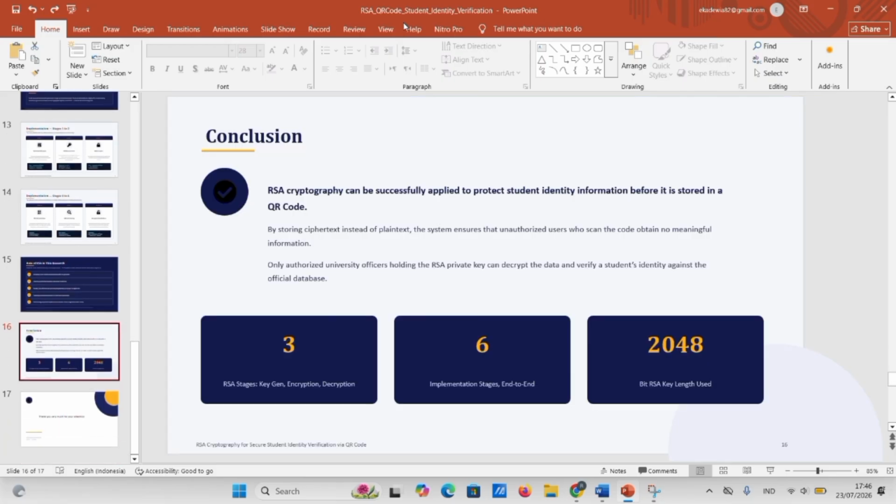Conclusion: RSA cryptography can be successfully applied to protect student identity information before it is stored in a QR code. By storing ciphertext instead of plain text, the system ensures that an unauthorized user who scans the code obtains no meaningful information. Only authorized university officers holding the RSA private key can decrypt the data and verify a student's identity against the official database.